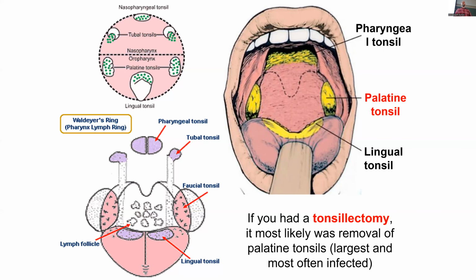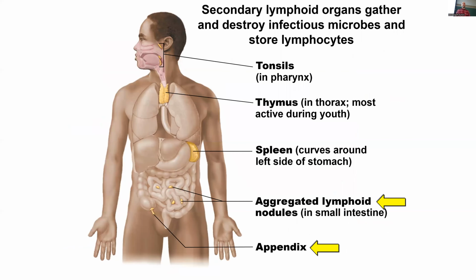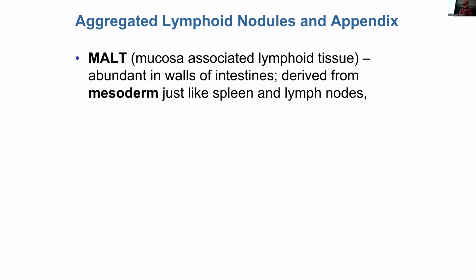Now, with that in mind, if those infectious agents get past those and travel through the digestive system, they can get down into your intestines. And that's why we have these aggregated lymphoid nodules in the small intestine, as well as the appendix. These are also MALT, mucosa-associated lymphoid tissue, and they are similar to your tonsils, but they're in the walls of your intestines, and they're derived from, well, don't worry about it.